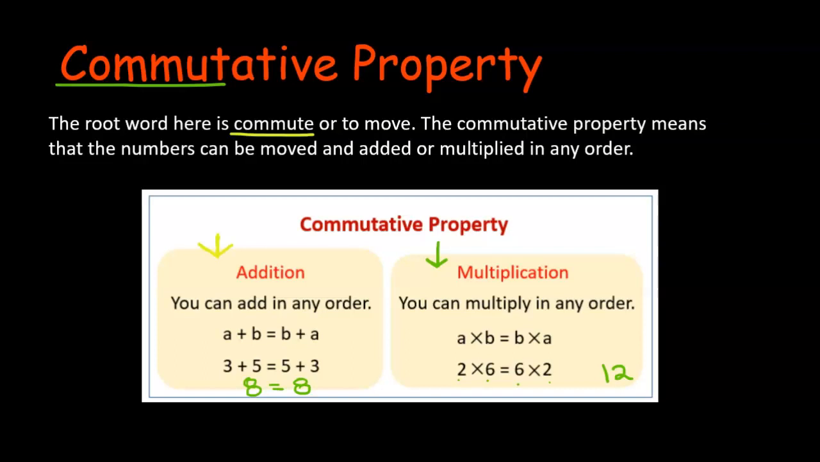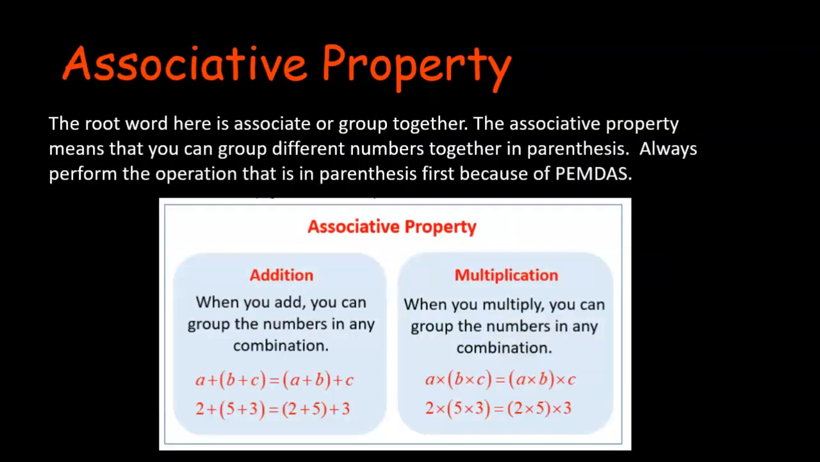So let's talk about the associative property. The root word here is associate, or group together. Right here, associate. Okay, that's the root word, associate. This property means that you can group different numbers together in parentheses. And then, remember PEMDAS, you always have to perform the operation that is in parentheses first.